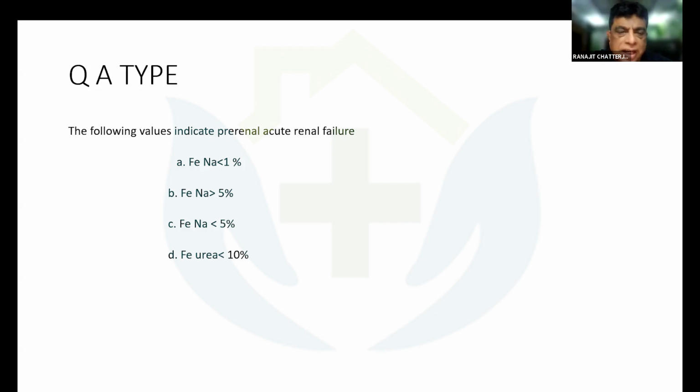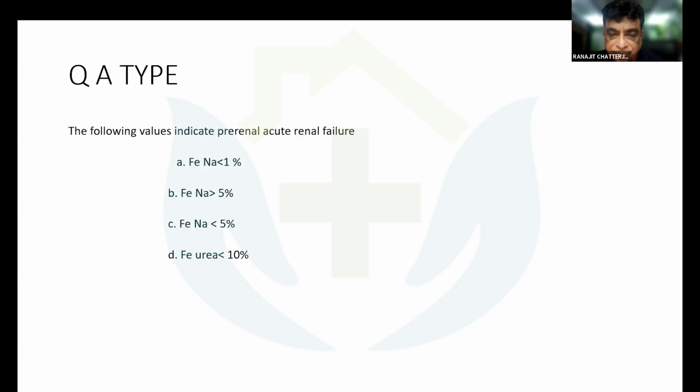Now, after we have gone through the definition of AKI and the classification of AKI, let us go to the diagnosis of AKI. As we all know, we still follow the criteria of renal failure, that is, it may be pre-renal, renal, or post-renal. So which values indicate pre-renal acute renal failure? Fractional excretion of sodium less than 1, or fractional excretion of urea less than 10.